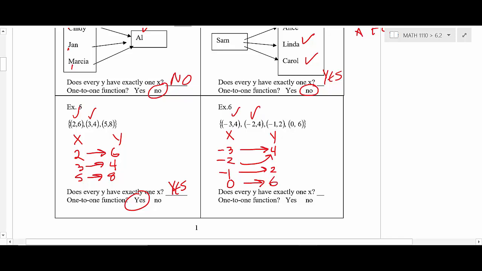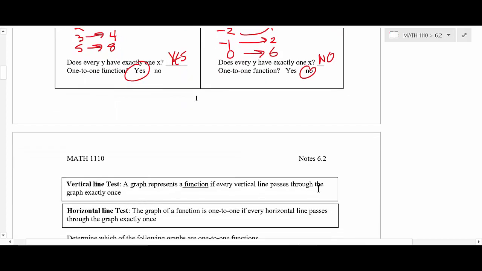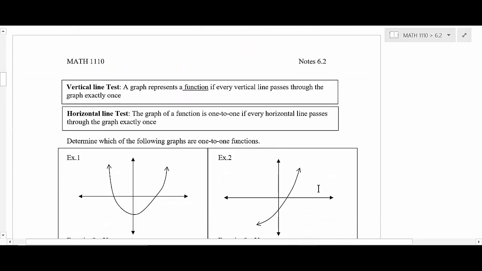So, answer the question. Does every y have exactly one x? No, we have a problem. That 4 has 2 different x values, so what's the answer? It's not one-to-one. So that's not a one-to-one function. It is a function, it's just not a one-to-one function. That's the idea. Does that make sense to you guys?